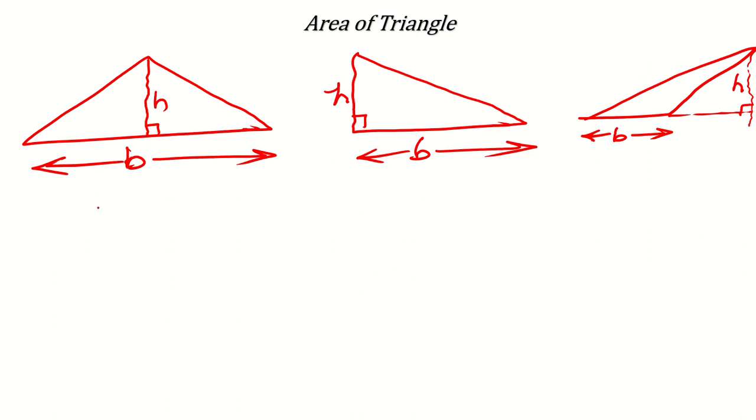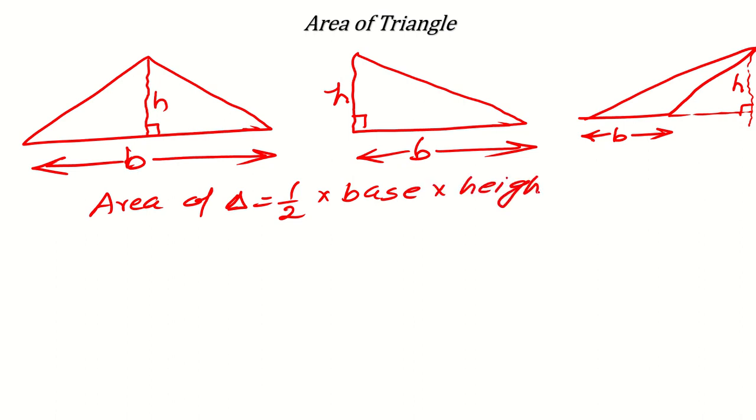Okay, so what will be the area of a triangle? Area of a triangle will be equal to half times base times height. So again you have three things here: area, base and height. If I write area as A, equal to half, base as B and height as H.